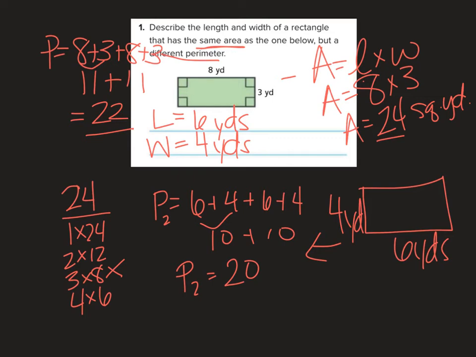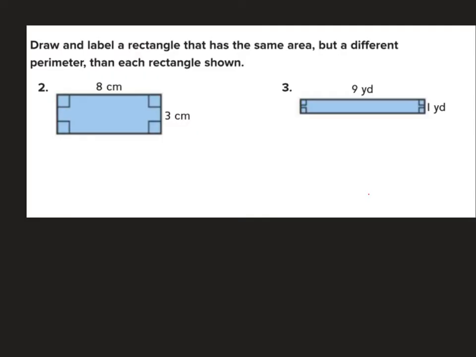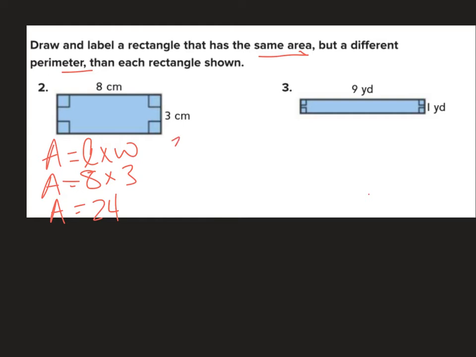Okay, let's try another one. All right, so we're going to start with number 2 here. Draw and label a rectangle that has the same area. Remember, area is multiplying, but a different perimeter than each rectangle shown. So this is like the last one we just did. Oh, and look, it's the same, so we better pick a different one. Remember, area equals length times width. So we need to do 8 times 3 to get our area, and that is 24.